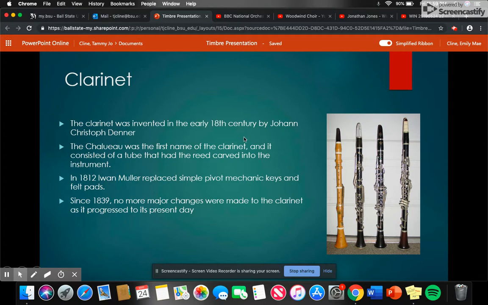Here is a picture I found of clarinets through the ages. The first clarinet was invented in the early 18th century by Johann Christoph Denner, and it is this yellow brownish looking clarinet. And then it went through time, and now it's what we have today. In 1839 no more major changes were made to the clarinet, and that's what our present day clarinet looks like. So this gives you an idea of how the clarinet changed through history.